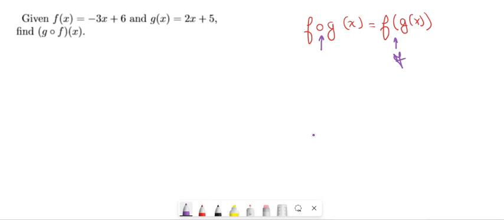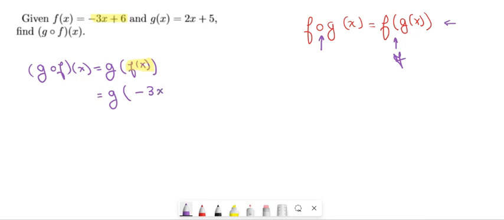So for our problem, we are looking for g o f of x. It's always easier to apply the formula directly. So this means I am applying the g to the f of x, and we start by plugging in the f of x. This is going to be f of x, we see minus 3x plus 6. So you're going to have g parentheses of minus 3x plus 6.